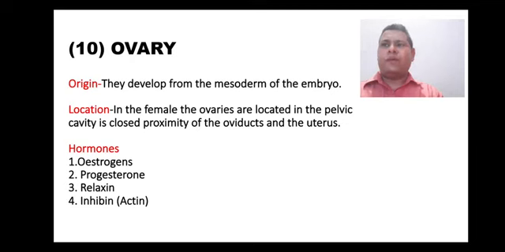Hormones of the ovary: the different hormones are as follows, released by the ovaries. Number 1, estrogens. These are secreted by the cells of the Graafian follicles. They stimulate the development of female secondary sex characters during puberty and maintain them through the reproductive years of adult life. They also stimulate maturation of the ova and development of the uterine epithelium and the mammary glands.